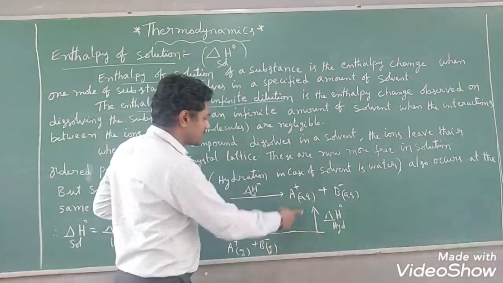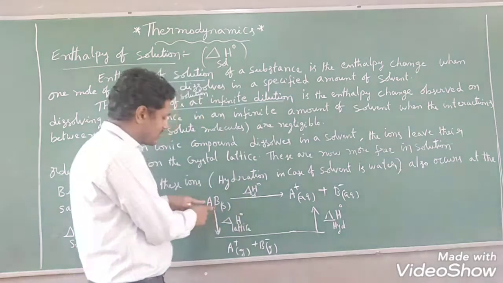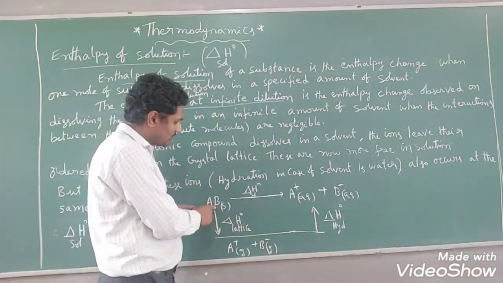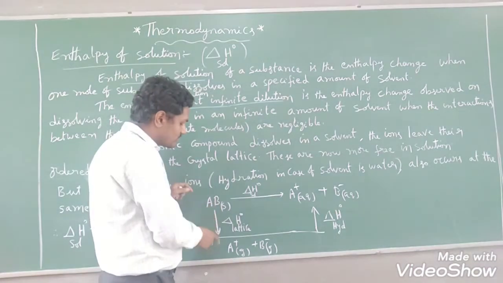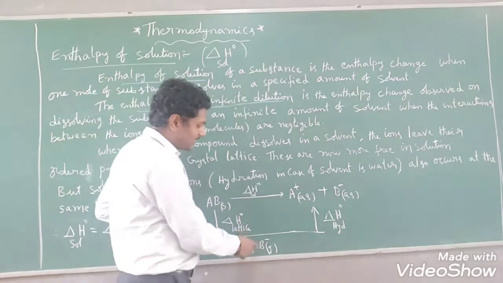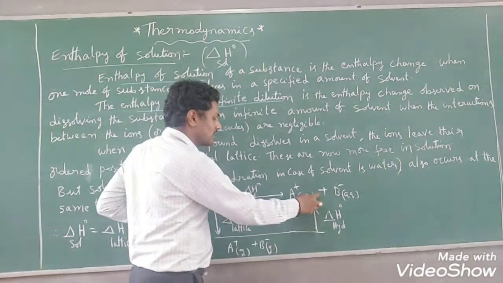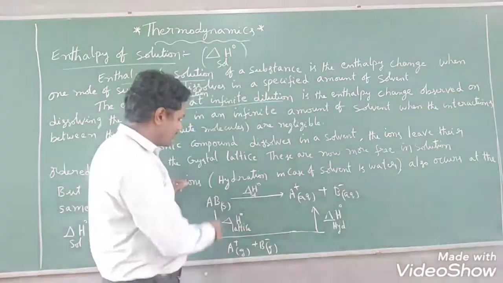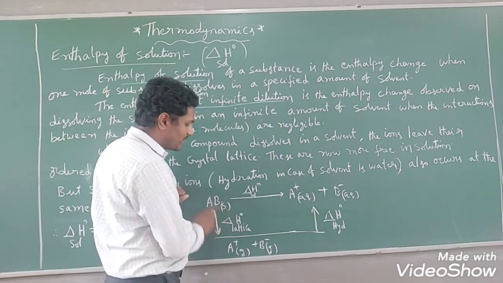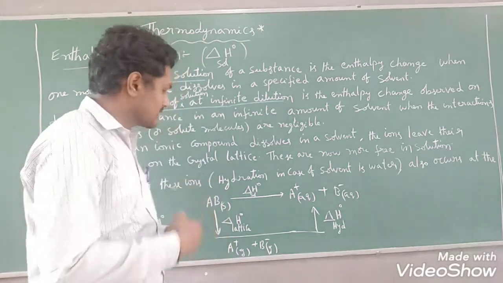What are the intermediate steps during the formation of these ions from this compound? First, AB solid, whatever the solid substance we have added in water, that solid substance should dissociate into gaseous ions. Ions should be in the gaseous state. Then only these will be converting into the aqueous medium. So first of all, how will this solid substance convert into gaseous ions? That we are going to discuss now.